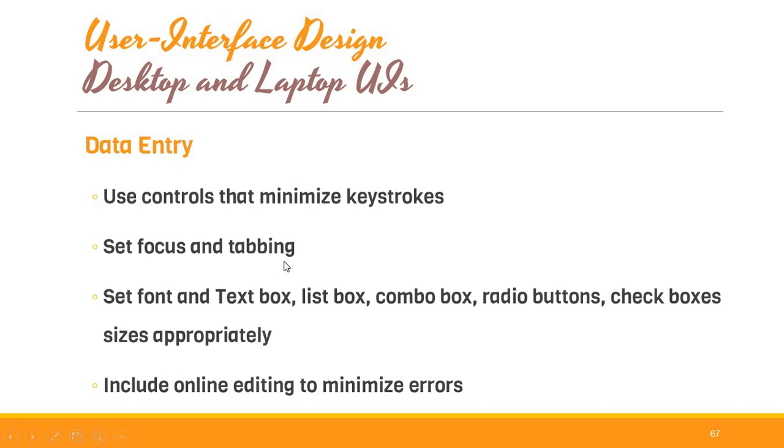And then set focus and tabbing. Set the cursor in the first data entry box so it is ready to accept data. Make sure the cursor tabs from field to field in a logical fashion. And then set font and text box sizes. Set text box, list box, etc. sizes appropriately. Set font sizes for both labels and entered text so that it is easy for the user to read. Set the size of the data entry so that the use of scroll bars is minimized. It is difficult to enter long sentences into a small text box that requires scrolling to view what was entered.